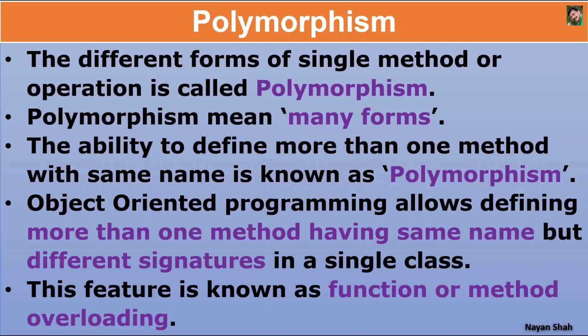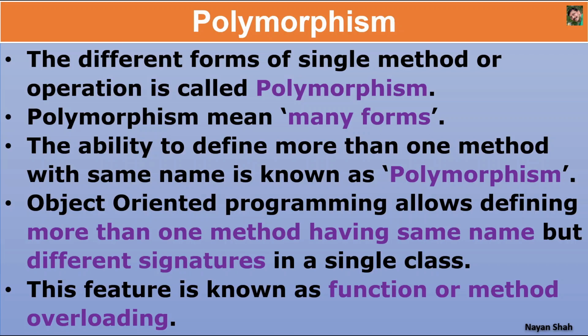computer after all is a machine. Software is not a human being. There is no sense in software. Whatever decision software takes, it is because of the programmer. So even though we define more than one method with the same name, their signature must be different. If there is more than one method with the same name in a single class, their signature should be different. Now what is signature? We'll see that also. This feature is known as function or method overloading.